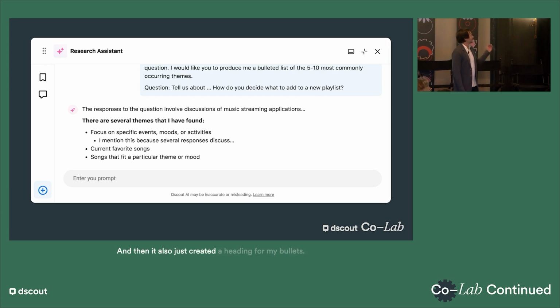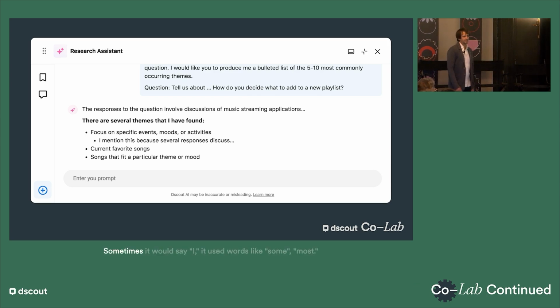And then it also just created a heading for my bullets. Some bullets had sub-bullets with definitions in them. It was nowhere near what we wanted to do. Sometimes it would say I, it used words like some, most. Sometimes it even hallucinated. So we have to be careful with this.